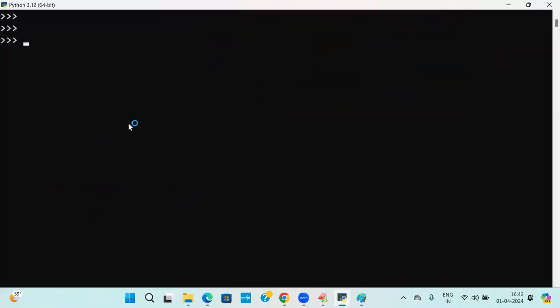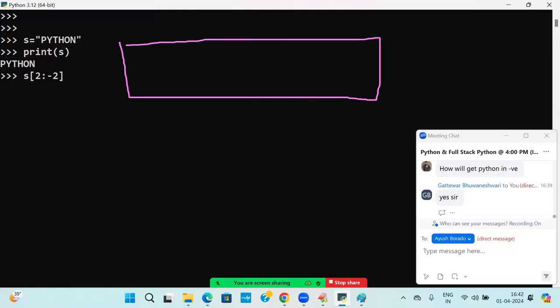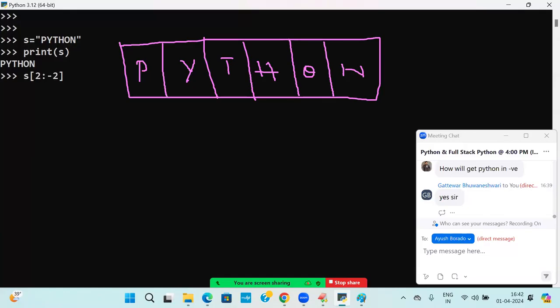Now I am talking about S is equal to Python. Print of S I am going to take up, and now I am taking S of 2 colon minus 2. Be careful. I will explain now. Look at Python. Whatever rule and condition I said earlier, here the rule will be relaxed. The rule is not applicable now. The begin less than end kind of rule is not applicable in these subpoints.